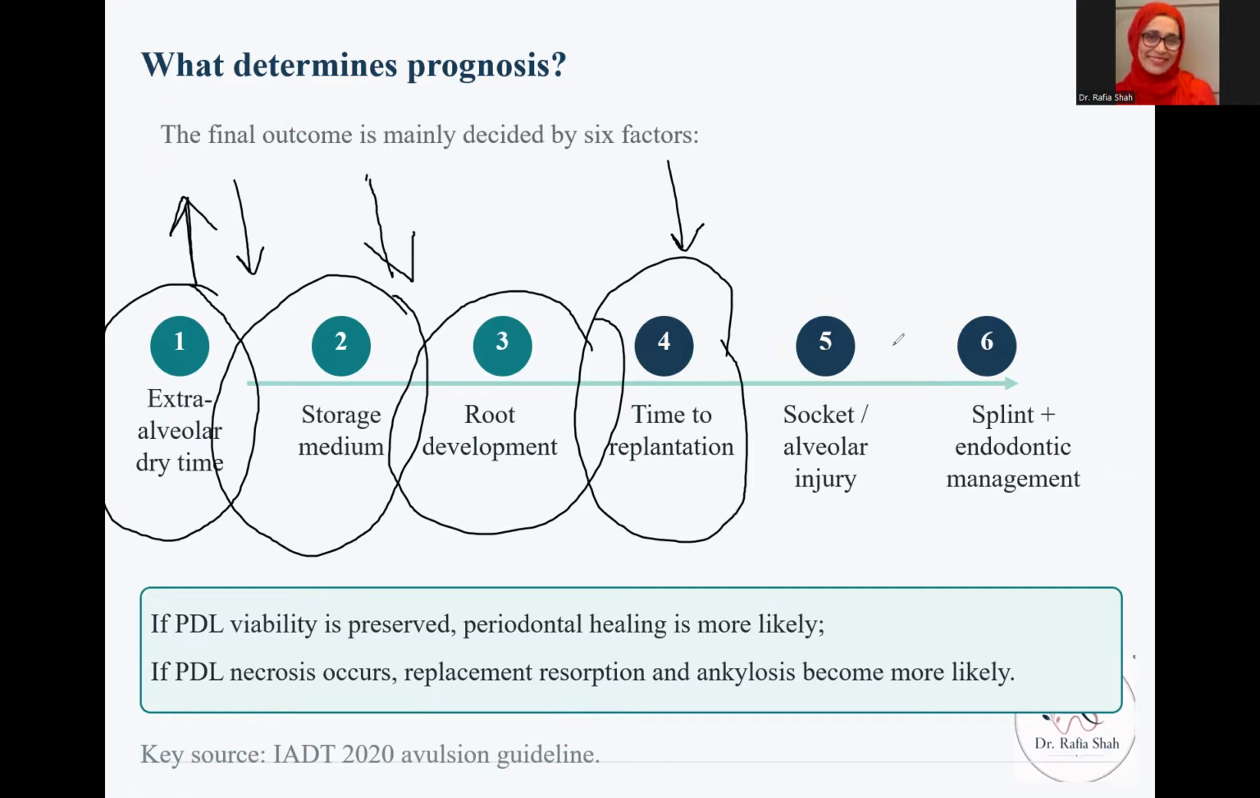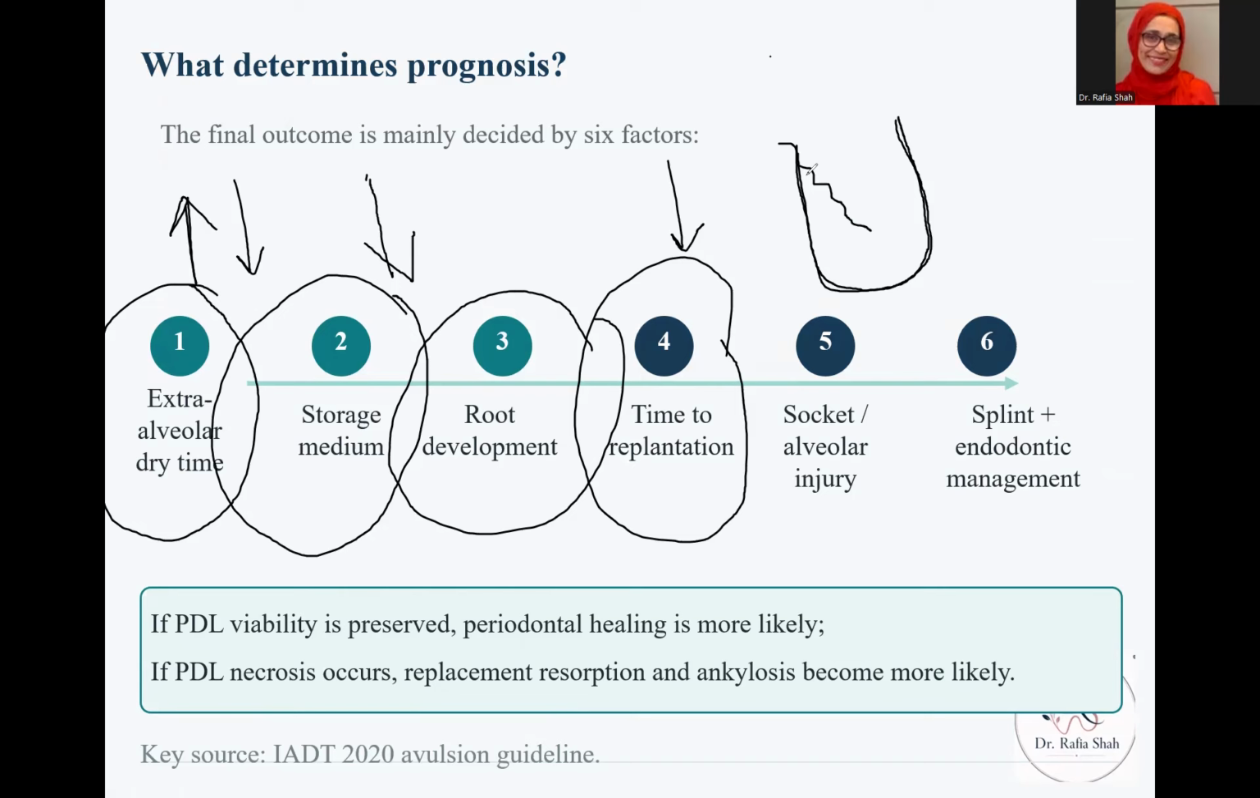Other than these things, you need to see the socket where we are going to replace the tooth back. You need to see, is there any injury to the socket or not? If the socket is intact, then the replantation results are good. But if there is any sort of trauma to the socket, it means that will again compromise the results of replantation. Then splint and endodontic management.